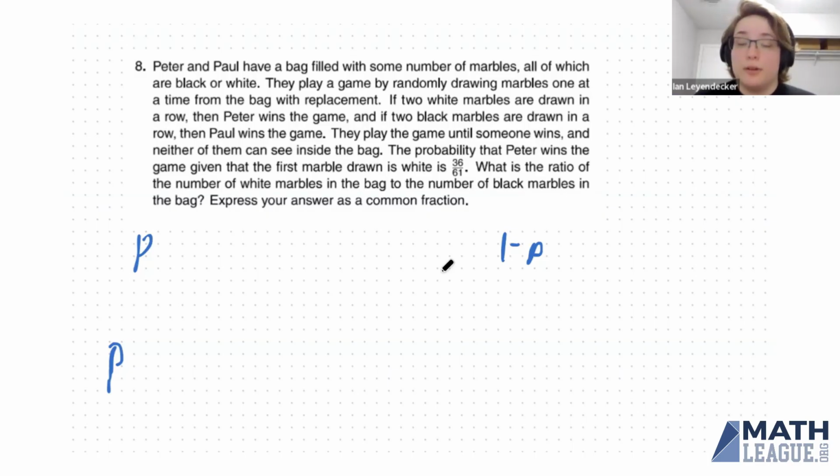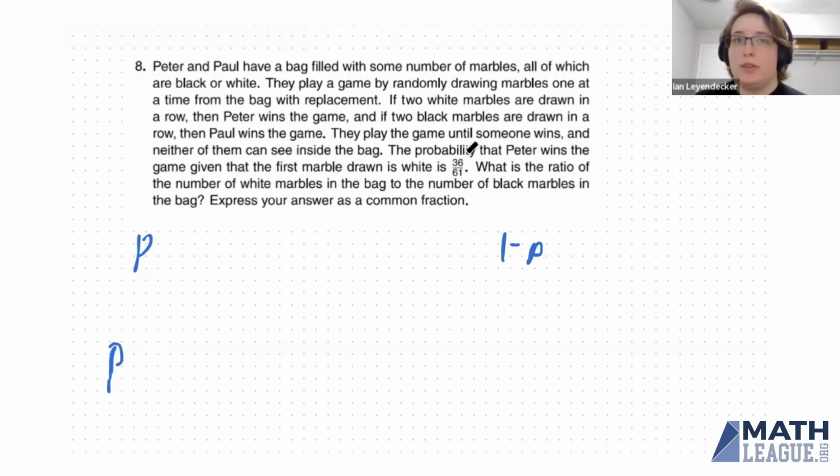If the third marble that's pulled is white, then that state where we've pulled white, black, white is the same as the condition of 1 white marble being drawn, because again, it's with replacement. So if we pull 1 white, 1 black, and then another white, then we're going back to the same scenario where the first marble pulled is white and only 1 marble has been pulled. So there will once again be a 36 over 61 chance that Peter wins if we pull a white, a black, and then another white.